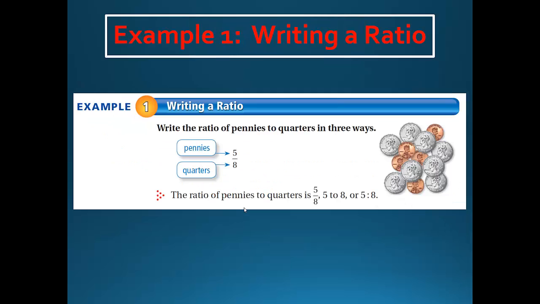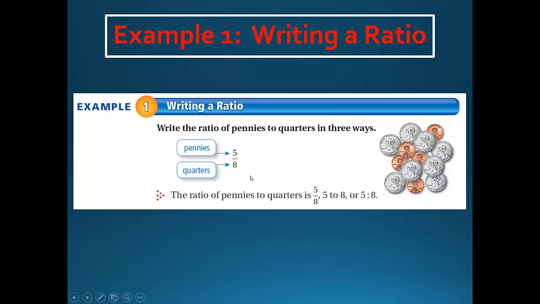For our first example, we're writing a ratio. Write the ratio of pennies to quarters in 3 ways. If you look at the picture, we can count up the number of pennies. We have 1, 2, 3, 4, 5, and then we can count up the number of quarters. 1, 2, 3, 4, 5, 6, 7, 8. So we have 5 pennies and 8 quarters.